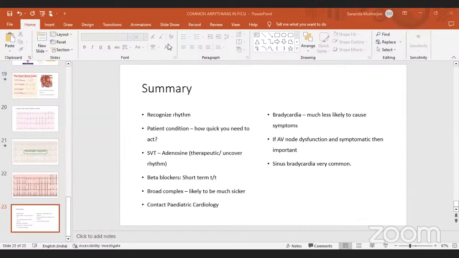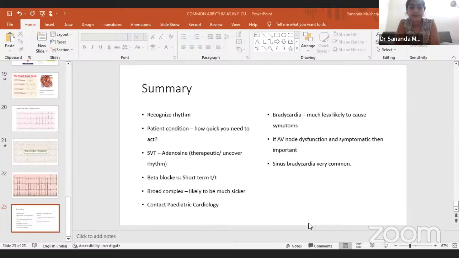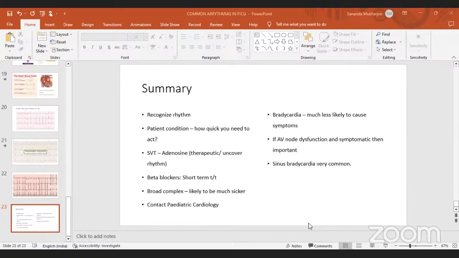One question on unsynchronized shock, just to tell why it is synchronized with R. If we don't give the shock synchronized to R, the wave will fall on T and it will convert the rhythm into fibrillation. Why? It's an R-on-T phenomenon. So we should target the shock synchronized with R. We don't want it to fall accidentally on T, otherwise you will be putting the signal in at the wrong time, so the whole rhythm will get jeopardized, and the child will have more disastrous consequences. I'm just answering that question. Now you take over. Thank you.